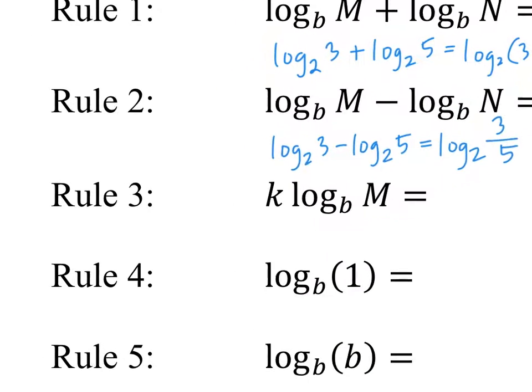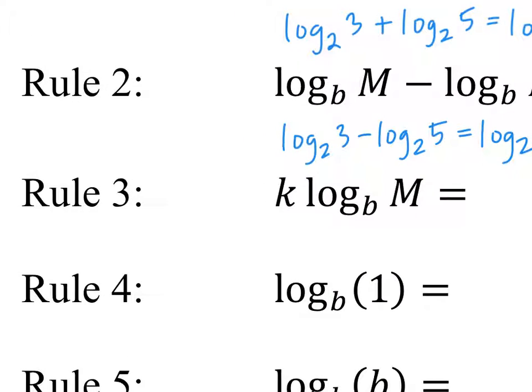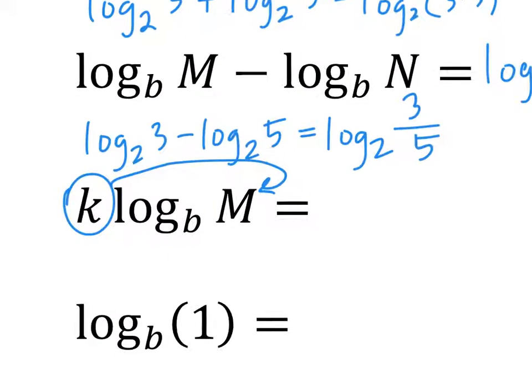Rule number 3 says, if you have a coefficient in the front, then you can move that coefficient to be the exponent of whatever is inside. So this becomes log base b of m to the k. Notice how the levels are very complicated now, so you have to write very carefully. There is a base level, a regular level, and an exponent level. So please be careful how you write it, so it's very clear.